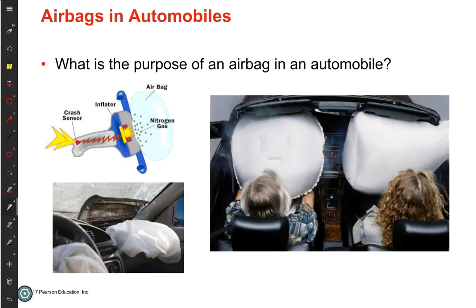Mine's just a push button. It also has a weight sensor. If the weight's below a certain level, it won't turn on.